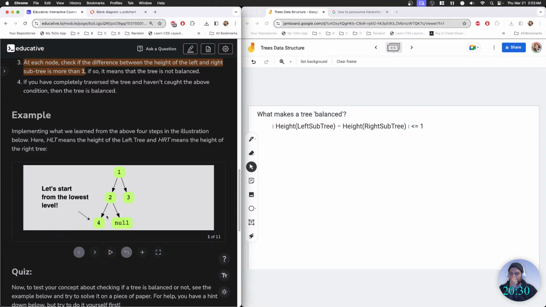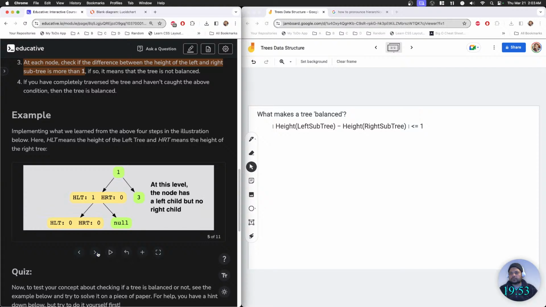Oh, here we go. Okay, so they're gonna walk us through it. Start from the lowest level. What will be the height of left and right subtree at this level? At the lowest level? I don't know. Since there are no more levels in the bottom, height equals 0, okay. Height of the left subtree is 0, height of the right subtree is 0.